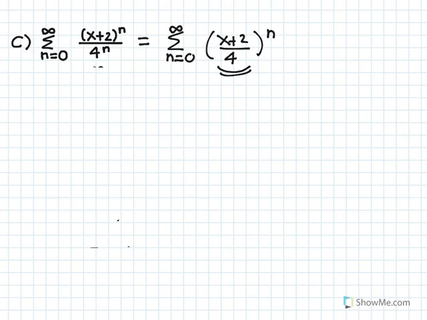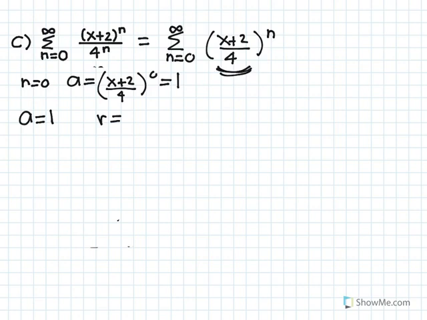To find the first term, always plug in your starting index. Plug in n equals 0 into the term, so we get a is equal to ((x plus 2) divided by 4) to the power of 0, and anything to the power of 0 is 1. So the starting term, a is equal to 1. The common ratio is going to be the stuff in the brackets, the thing that's being raised to a power. So r is equal to (x plus 2) divided by 4. This is the common ratio.